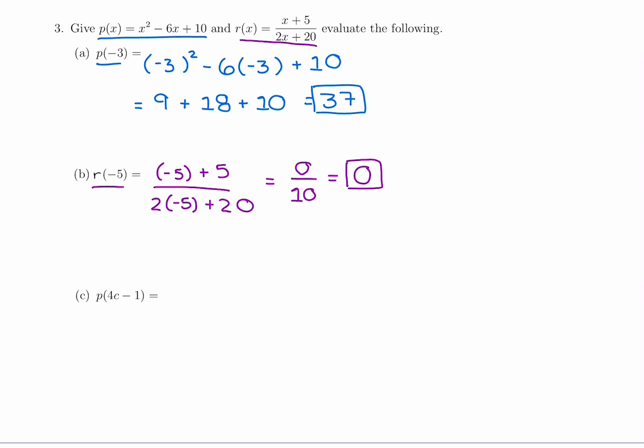So that's evaluating numbers. This last one is quite a bit more complicated because we are plugging in a new variable. So we are going to replace each x, instead of with a number, it's going to be replaced with a 4c minus 1. So I'm going to leave some space. Instead of x squared, I'm going to have 4c minus 1 squared. I'm just going to do a set of parentheses for right now, and then plug in 4c minus 1.